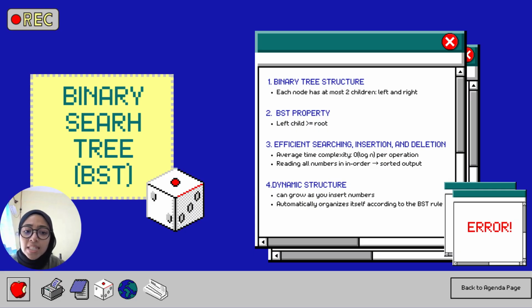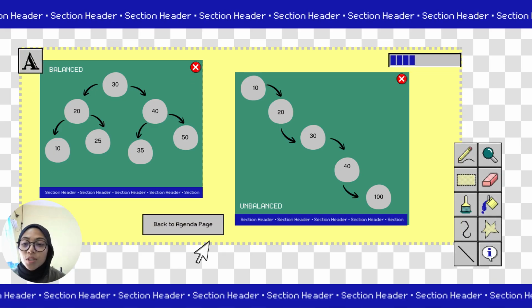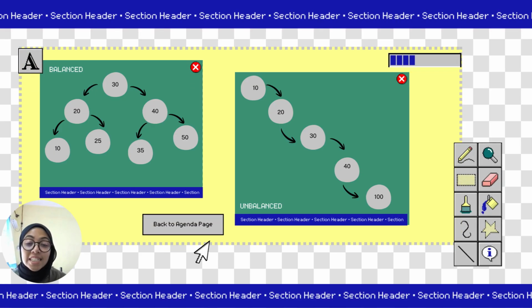BST is also a dynamic structure, which means that it can grow as we add new data. Once we add one new data, it will automatically organize itself based on the BST rule. And the outcome of this sorting method is that the data will come out in order, for example, in descending order or ascending order. There are two types of BST.